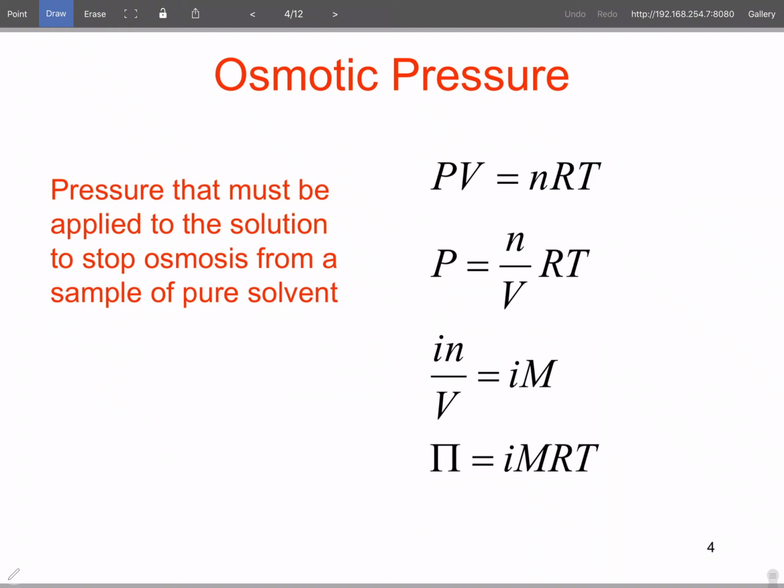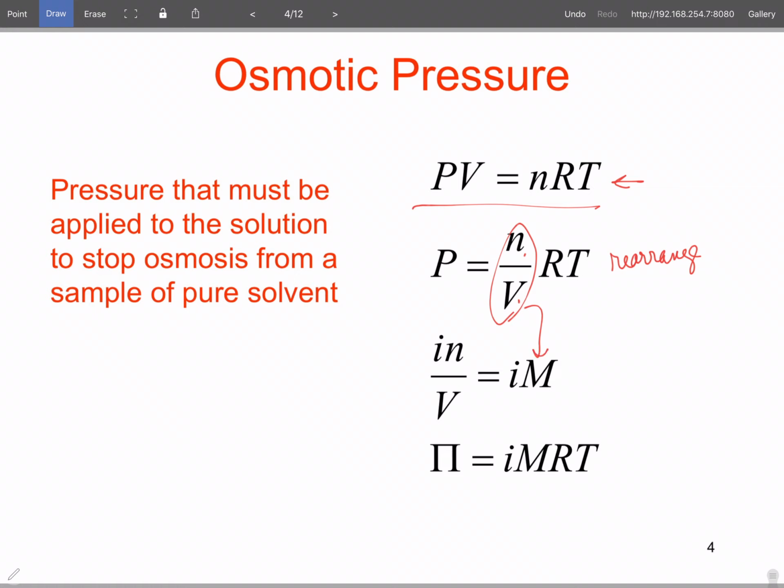But before we get to looking at the actual particles, we need to be able to define osmotic pressure. Now, we did gas laws back in 1211, so you don't have to go back and review them. You just need to follow along. You should remember PV equals nRT. If I rearrange to solve for P, then I end up with n over V, which is your molarity. See, this is molarity.